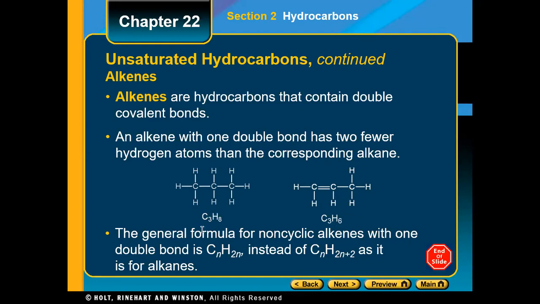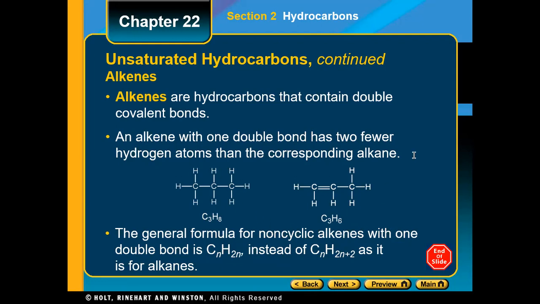Okay, so the general formula for the non-cyclic alkenes with one double bond is CnH2n instead of CnH2n plus 2 as it is for the alkanes. There are 2 things that I want you to notice here. Number one, we already did that, is knowing that we're talking about non-cyclic alkenes.